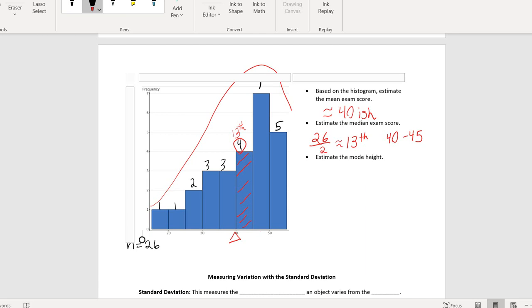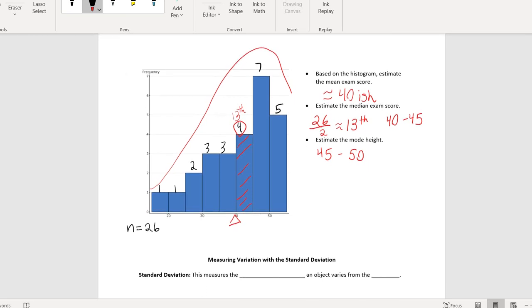Now the mode is the one that we see the most often. So if there is a mode, I would suspect that it's probably somewhere in this highest peak. So I would say that the mode is somewhere between 45 to 50. Now remember, I'm only estimating these. I don't actually know because I don't have the raw data. But this is a good way to look at a graph and estimate.